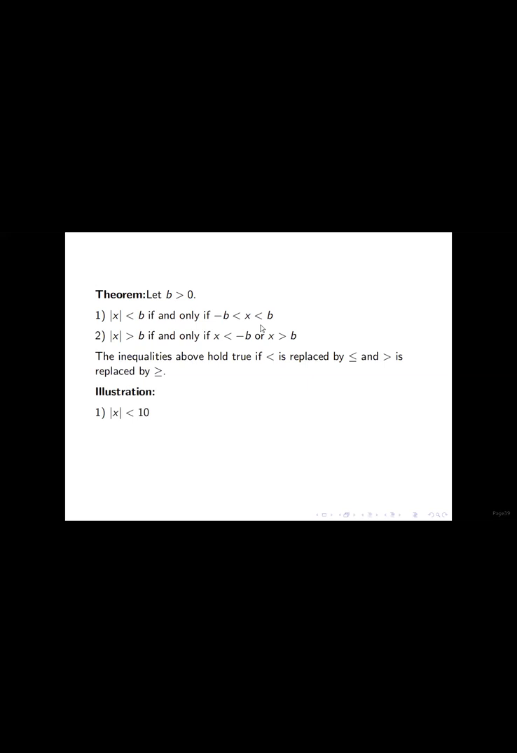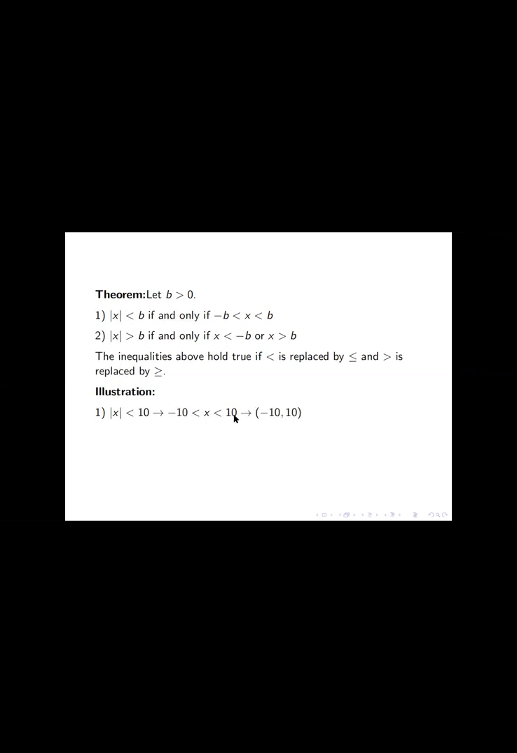Okay, absolute value, let's get an illustration first. The absolute value of x is less than 10. What do you want here? You want the distance of the number from 0 to be at most 10. So where should your number lie? Its distance from 0 cannot exceed 10. So obviously, the number should be between negative 10 and 10. That's the first case or first type, less than. So between negative 10 and 10.